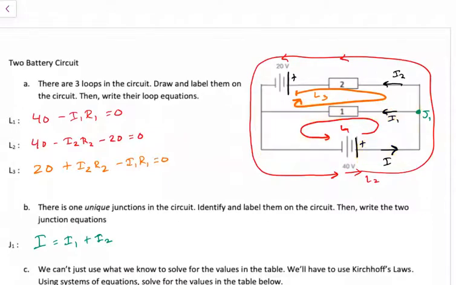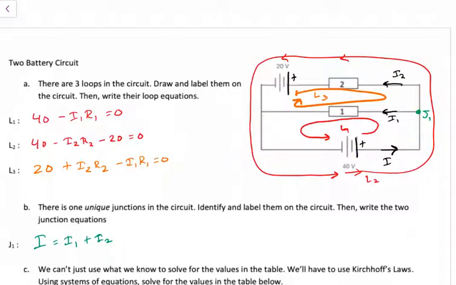My next loop goes all the way around, so this one passes through R2 in the same direction as the current, but then also passes the negative terminal of the battery and then resets. So I have 40, starting with 40, minus I2 R2, minus 20, because I'm leaving the negative terminal. The battery is like taking away that 20 volts from this loop.